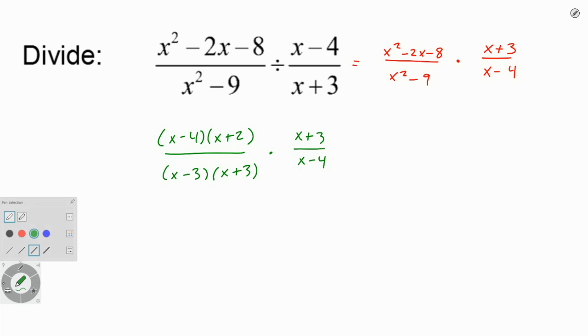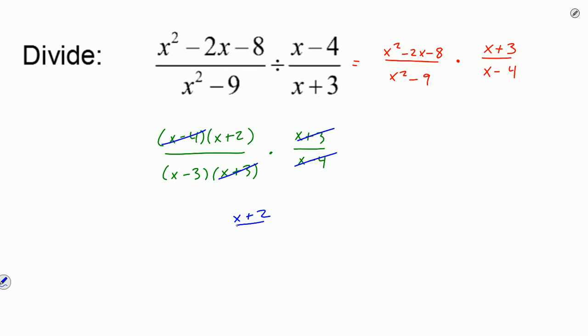So let's see what common factors we have that we can cancel out. I see I have this x plus 3, those cancel. And I see this x minus 4. So I'm left with x plus 2 over x minus 3. That's the end of our very brief tutorial on how to simplify rational functions, how to multiply and divide. Remember, the name of the game is to factor. Best of luck.